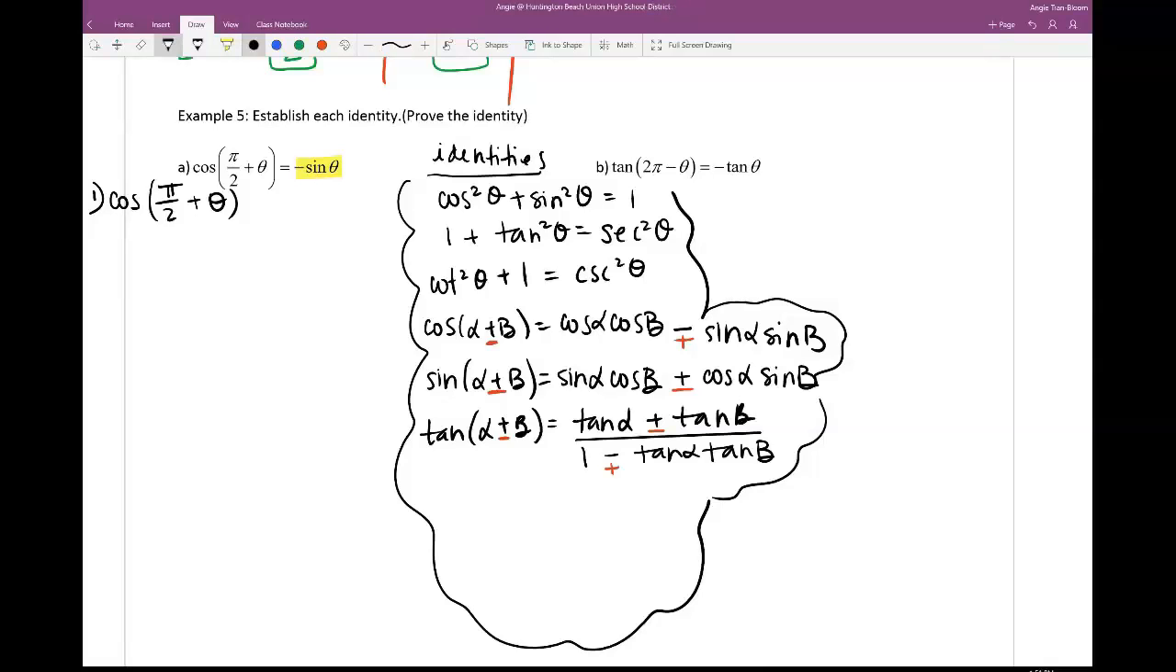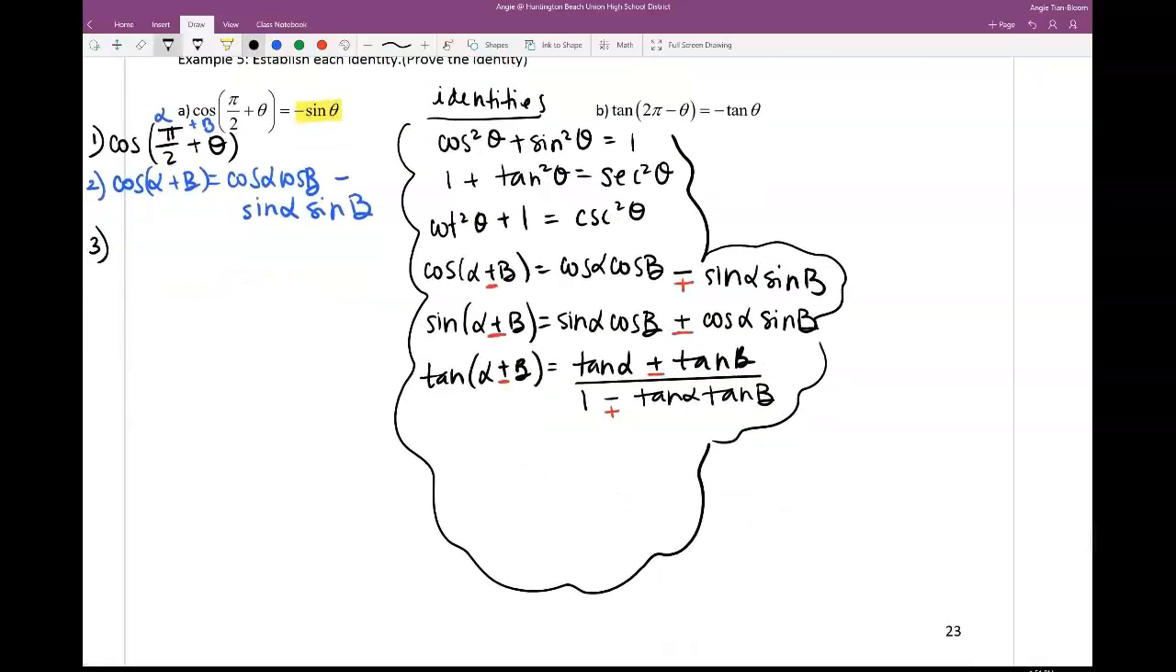Well, think of this as alpha plus beta. So I'm going to use that. So that's really cosine of alpha plus beta, which is by identity, cosine of alpha, cosine of beta, minus sine of alpha and sine of beta, because that's the identity that I'm about to use. Then step 3, instead of alpha and beta, I really have pi over 2 and theta.